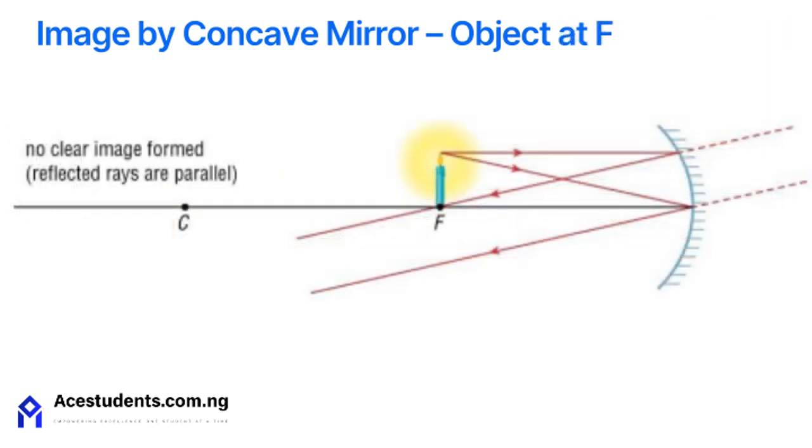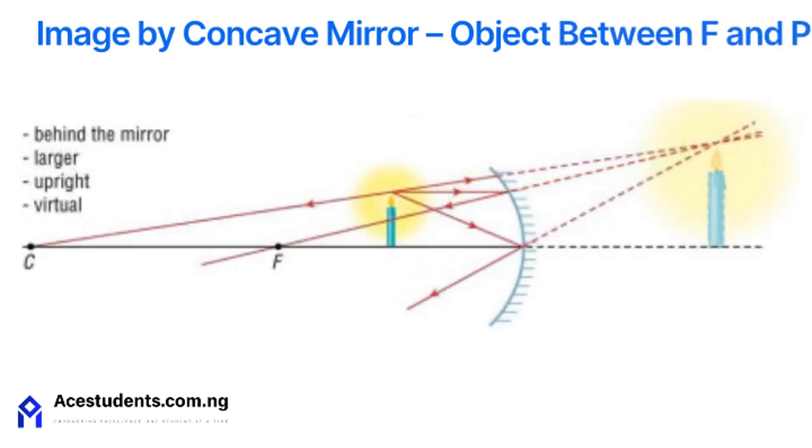When the object is placed right at the principal focus, something interesting happens. The reflected rays travel out parallel to each other. Because the rays never meet, no image is formed at a finite distance. We say the image is formed at infinity. This behavior is important in focusing light beams in devices like searchlights.